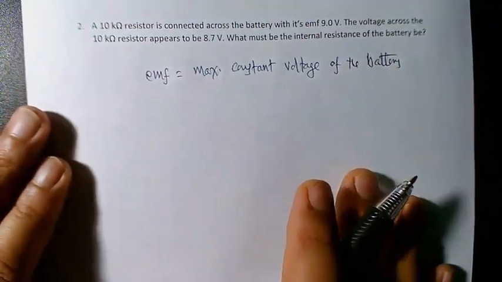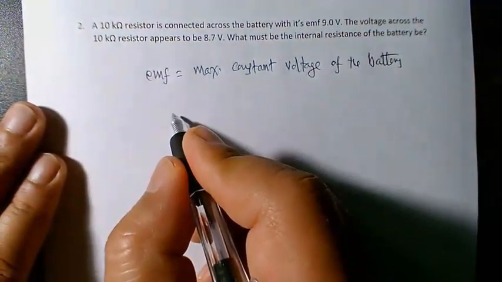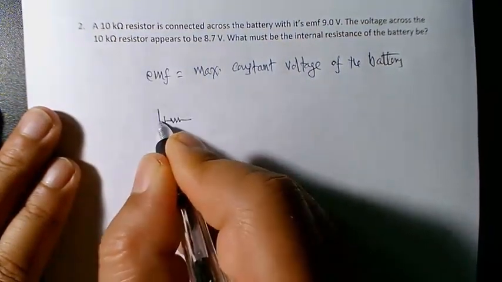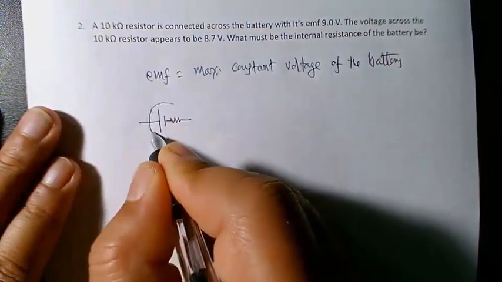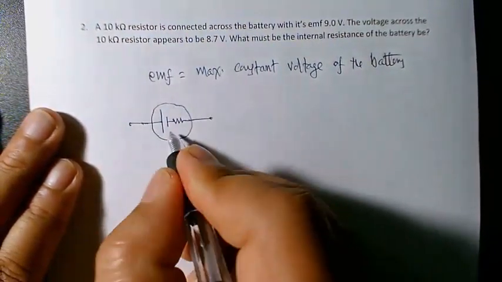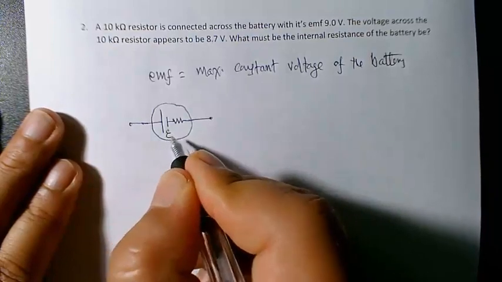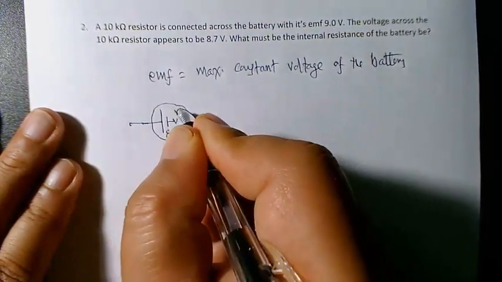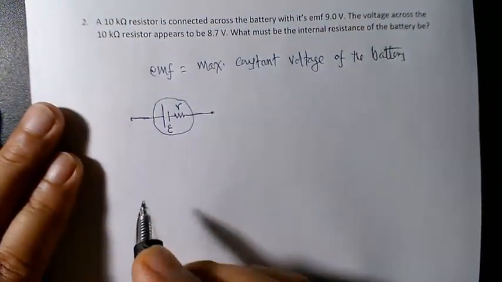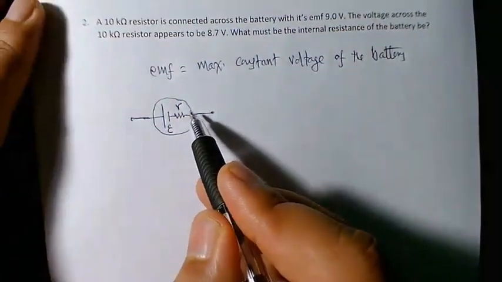So here's the symbol I'm going to use. Any non-ideal battery, any practical battery, is symbolized by this. You can put a circle around it together. This is the symbol for a practical battery. The battery has some EMF, I would say E, and its internal resistance is small r. This is the symbol for a non-ideal battery.